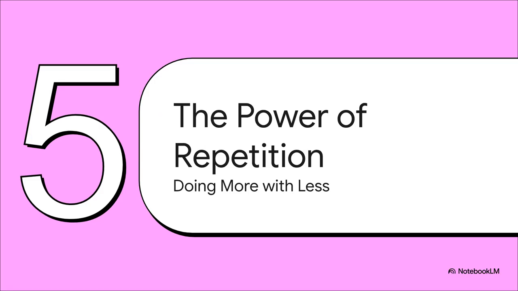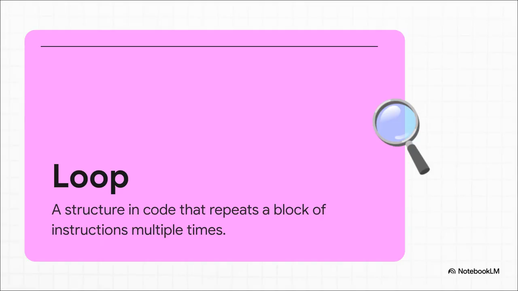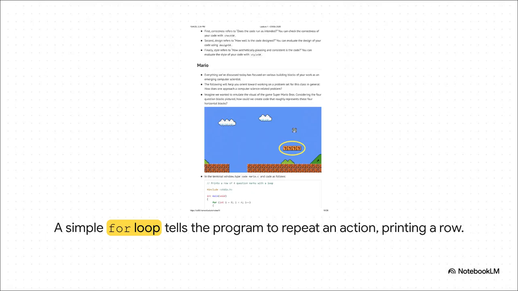So far, we've taught our program to remember, to interact, and to decide. So what's next? Well, we need to teach it how to do things over and over and over again without us having to write the same code 1,000 times. This is the power of repetition. To do this, we use something called a loop. A loop is just a structure that tells the computer to repeat a block of code again and again. It's the key to unlocking the computer's true superpower, doing a massive amount of work with just a tiny bit of code. Let's see what that actually looks like.